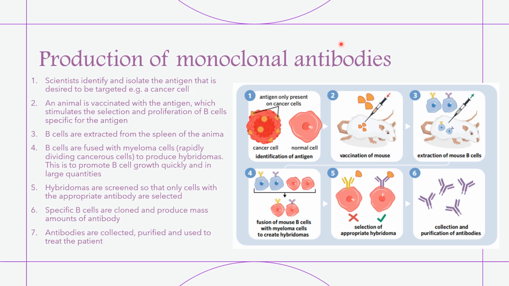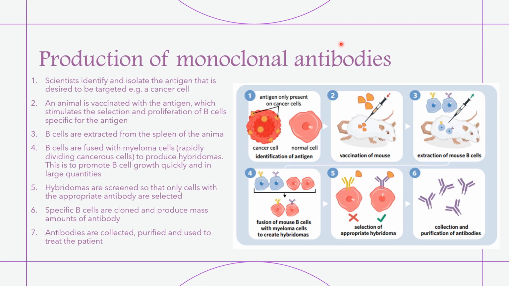That antigen could be anything. It could be a specific antigen on a cancer cell we're trying to treat. It could be an antigen that's on a specific cell type. It could be a range of different things, but we need to identify and isolate that. Then we're going to vaccinate an animal, normally a mouse or a rat, with that antigen.